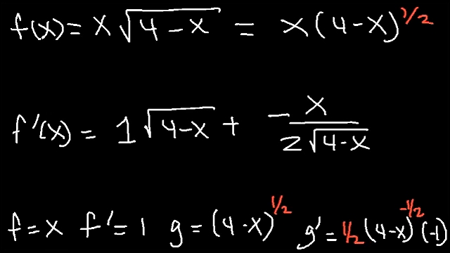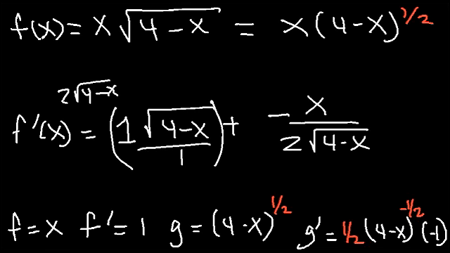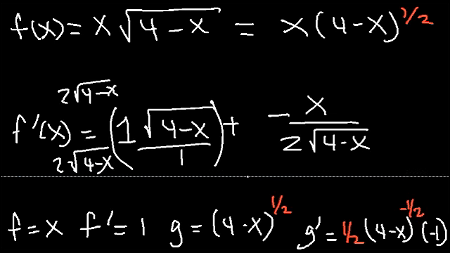So what we need to do is combine these two terms into a single term. So we need to get common denominators. So let's multiply this fraction by 2 radical 4 minus x, top and bottom. Whatever you do to the top, you must always do to the bottom. So we don't need this anymore.